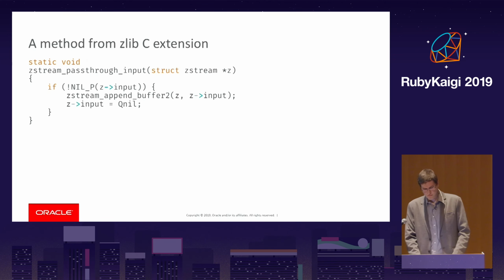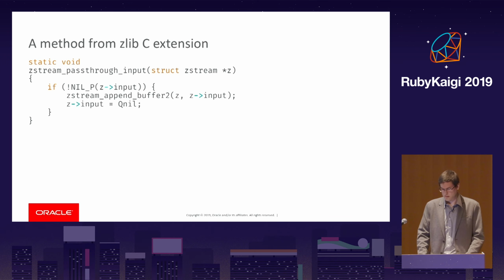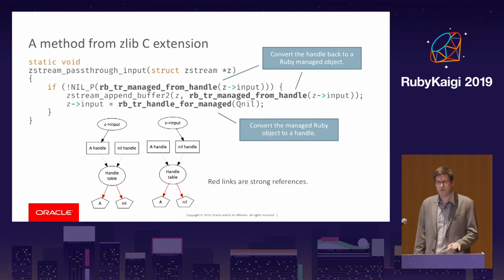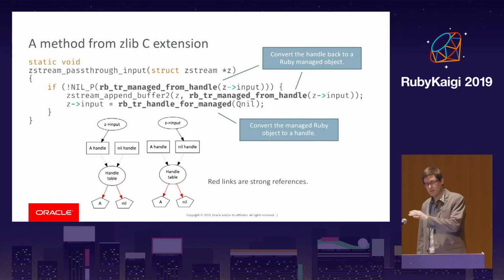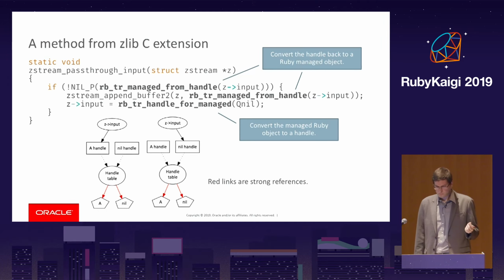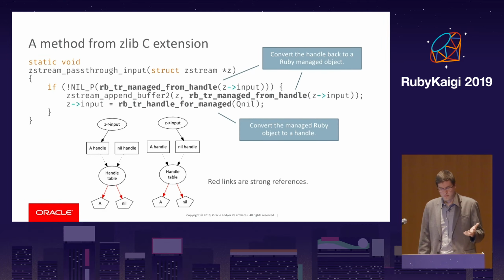So that meant that if we had a method like this in the zlib standard library, we had to insert conversion functions which were converting between the managed objects and the handles. So in the first line in the condition, we had to convert from the handle, which is the only thing which could be stored in the member of the native struct, back to the managed memory using the handle table. On the next line, we had to do the same. And on the third line, we had to convert in the opposite direction. So we had to get the handle for the nil object to be stored in the input member of the z struct.